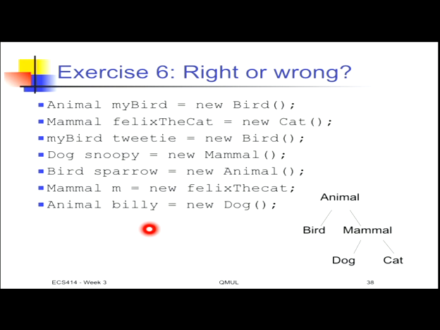Animal billy equals new dog. Yeah. So it's again the substitution principle. We are replacing an instance of animal with an instance of a subclass of animal. That's fine.